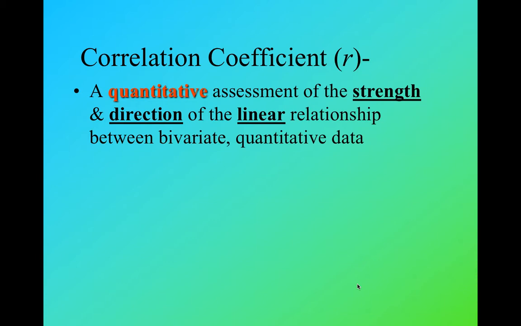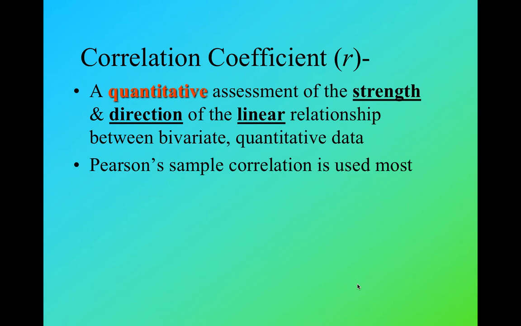Bivariate means two variables. Quantitative data means numerical data. So when we create a scatter plot, it's two variables, an x and a y, that are both numerical variables or numerical data. So we calculate correlation coefficients when we have bivariate numerical data, and the number that we calculate tells us the strength, which is either strong, moderate, or weak, and the direction, positive or negative, of that linear relationship.